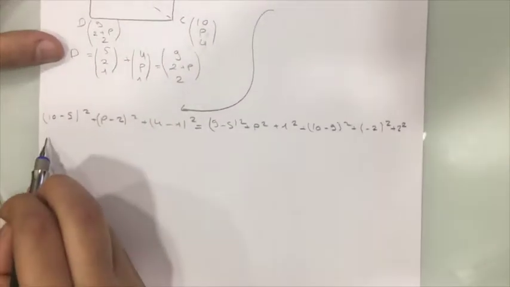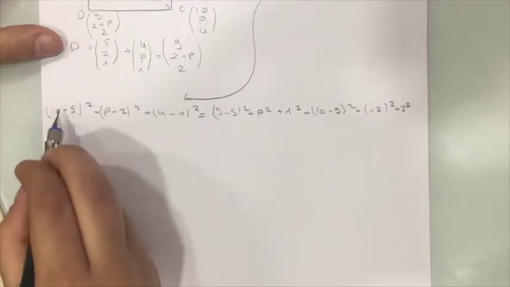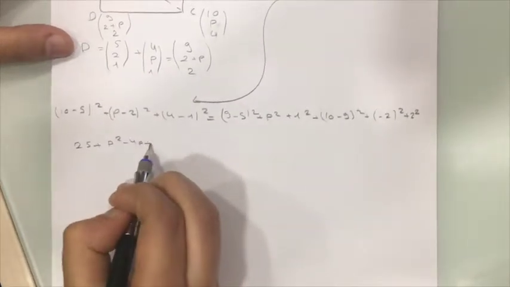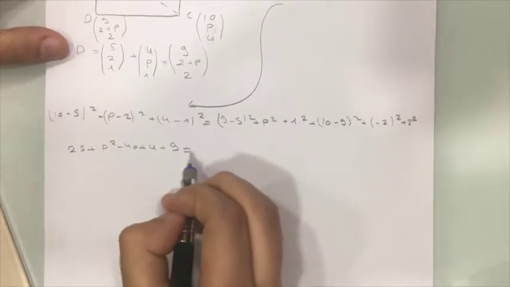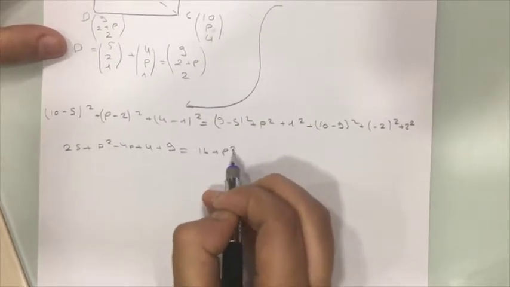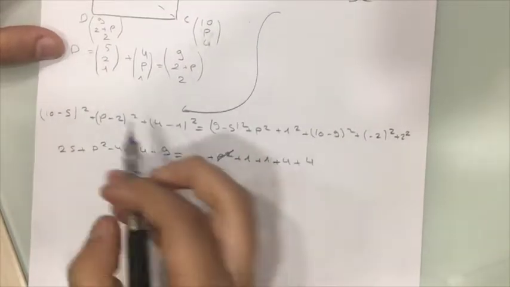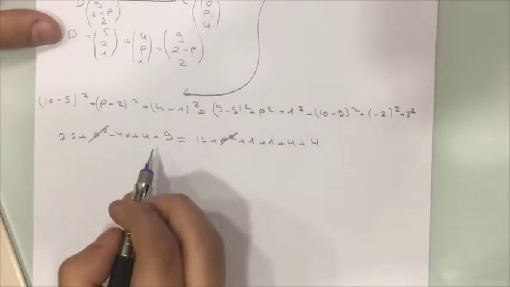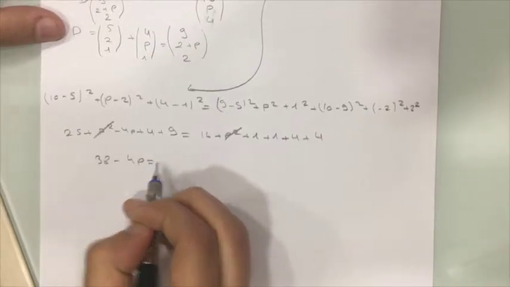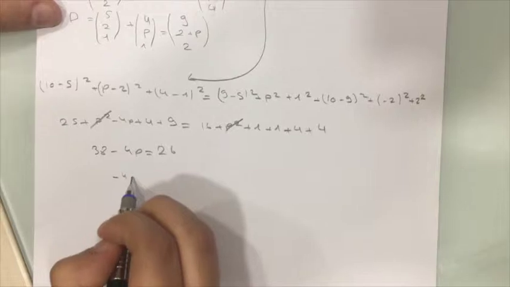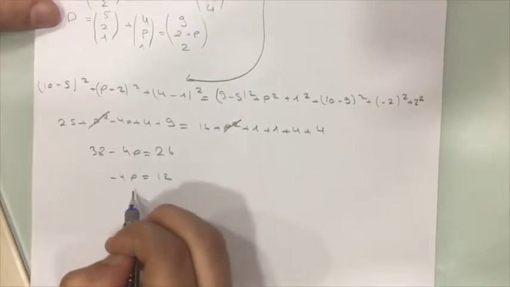Yes. And now we can simplify. 5 squared is 25. (P minus 2) squared is P squared minus 4P plus 4. And 3 squared is 9. Equal to 4 squared is 16, plus P squared plus 1, plus 1 plus 4 plus 4. We can cancel out the P squared. So that gives us 38 minus 4P is equal to 26. This gives us minus 4P is equal to 12, and P is 3.